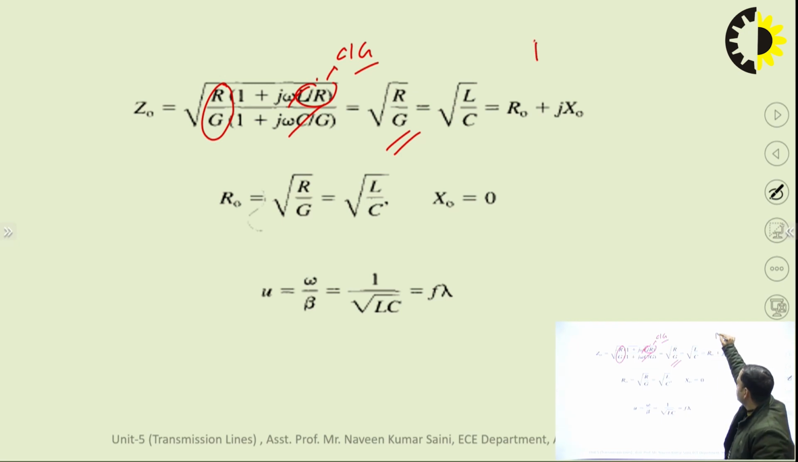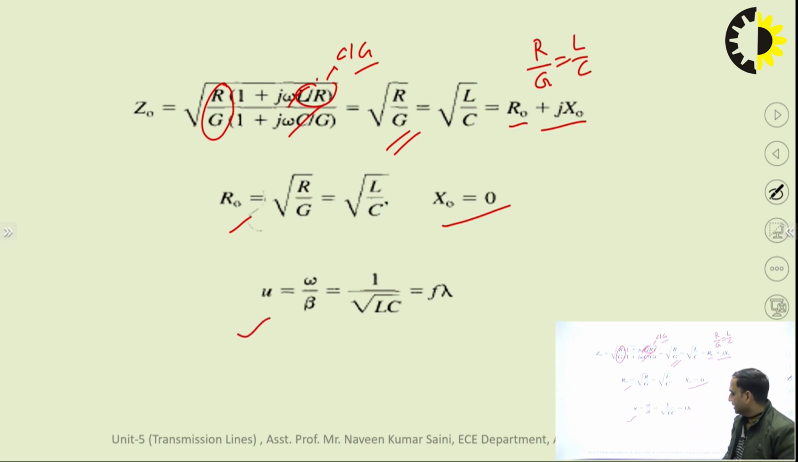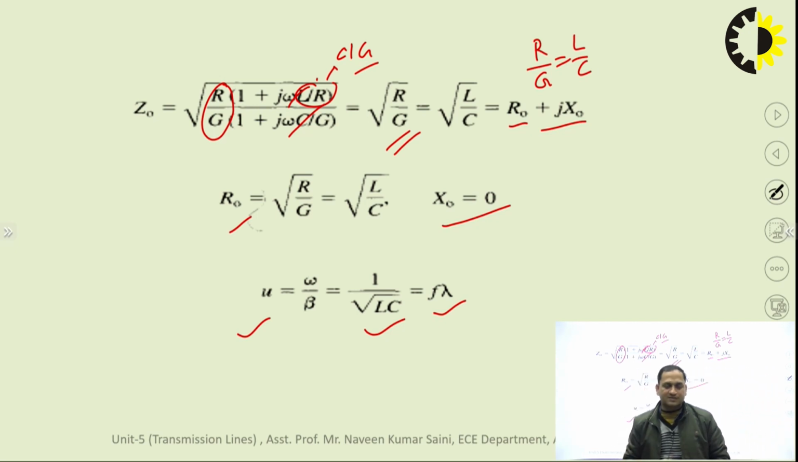This is the case which we are very much aware of, for this condition, and we take the R naught and j X naught. When we compare the real and imaginary parts, the resistance R naught will be equal to root of R upon G, or L upon C, and X naught is equal to 0. U is equal to omega upon beta, that is equal to 1 upon root of LC, and that is equal to f into lambda. So, these are the parameters which we can calculate for the distortionless line or the lossless line under different conditions.